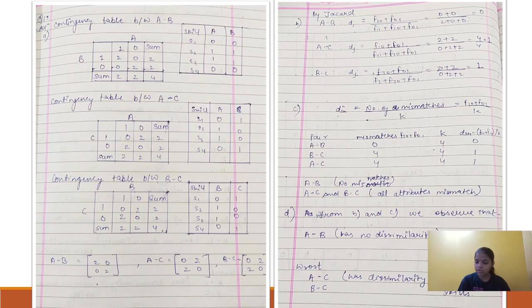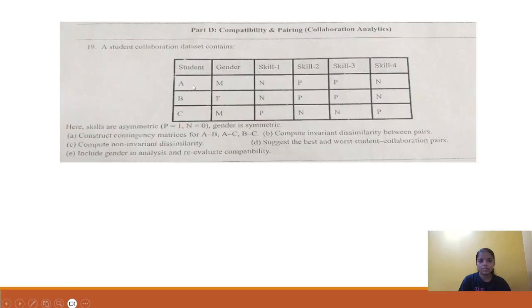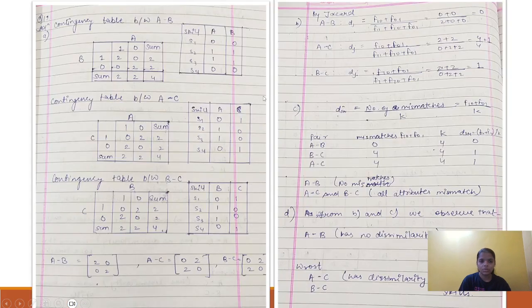Contingency matrix format is used in statistics to display the frequency distribution of two or more categorical variables. So for our contingency table between A and B, first of all, we have to create this table from the given data set. Here skill 1, 2, 3 and 4 are given. Between student A and B, as we see here, skill 1 is N and N. Here N represents 0, so we place 0 in the place of N. Similarly, we will place skill 2, skill 3 and skill 4 by checking our original data set.